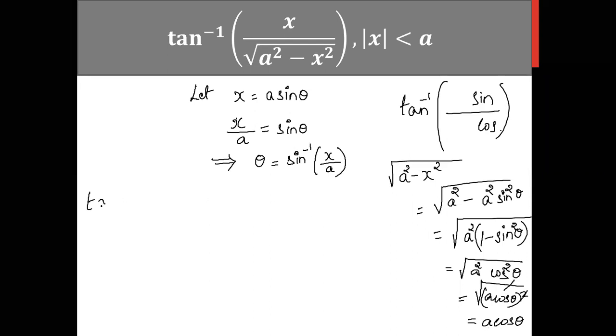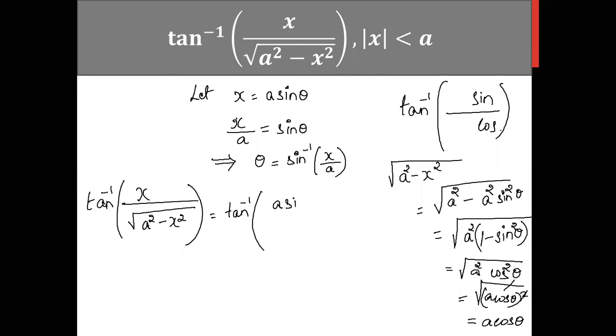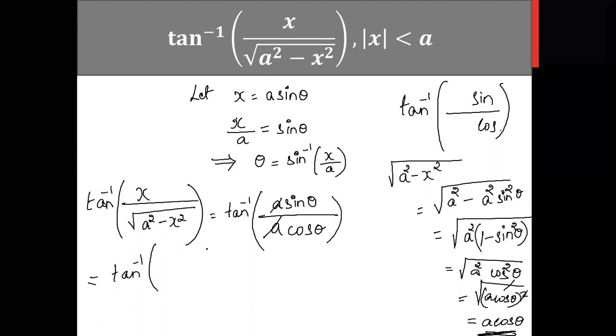Now you take your question: tan inverse of x by square root of a square minus x square. So substitute the thing whichever we have taken. X is equal to a sin theta, divided by what is square root of a square minus x square? It is a cos theta. So can we cancel a and a? So we'll be left with tan inverse of what is sin theta by cos theta? It is tan theta.